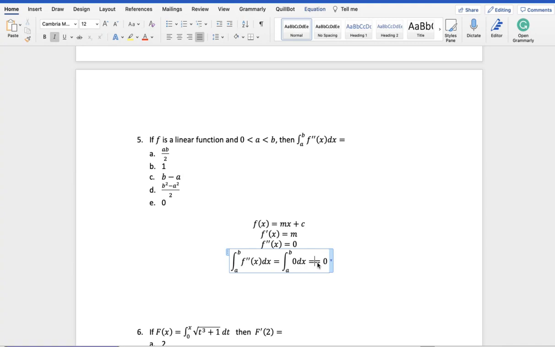Because if you look at this, you have the integral of 0 evaluated between a and b. And remember what the integral means. It means what function do you need to derive to get 0? So what can you derive to get 0? Any constant. Any constants, right? So if you were to look for the integral of 0, meaning the function that you would need to derive to get 0, it would just be equal to any constant.